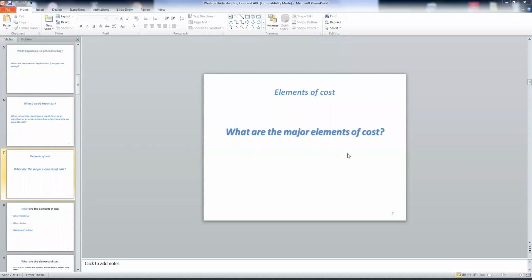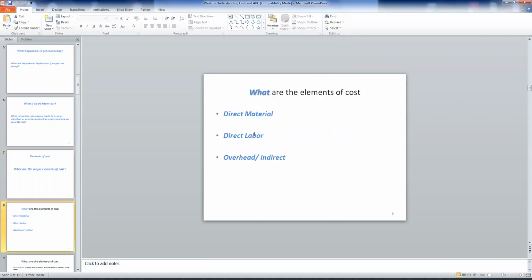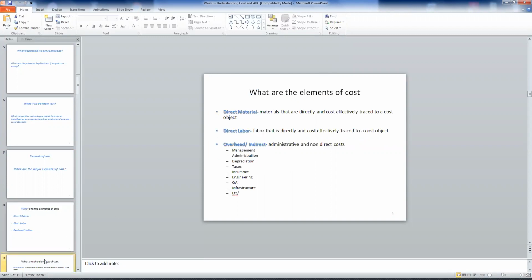So when we talk about the major elements of cost, it's really pretty straightforward. There are three major elements of cost: direct material, direct labor, and overhead or indirect cost. So direct materials are those costs that we can directly and cost effectively trace to a cost object.